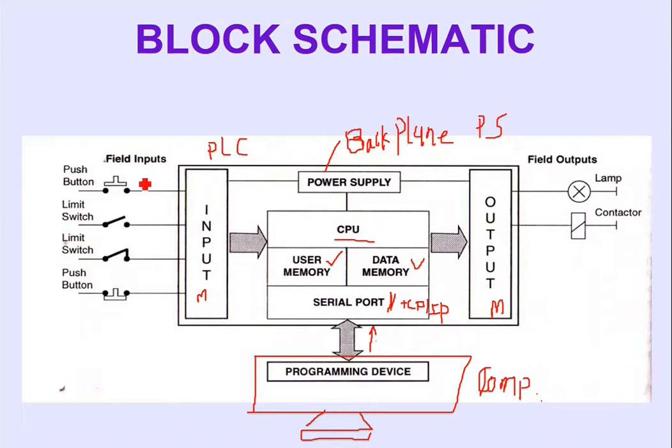Understand? So what are these field inputs? One push button is connected, which is a DI. One limit switch is connected, again a DI. These are the inputs from the field to the controller. A lamp should go on, a contactor should be connected to it. These are the DOs or outputs. For the time being we will call them inputs and outputs.